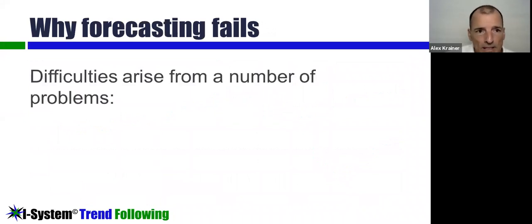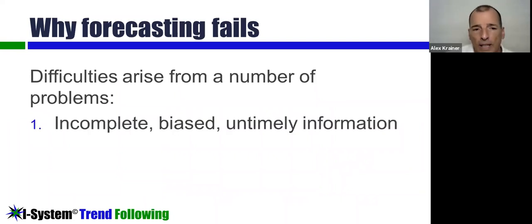The reasons why forecasting fails are several, but the main difficulties arise from the following problems. First, forecasters always deal with incomplete, biased, and untimely information. Sometimes it's flat out wrong, and how do you call it? Well, I guess I have to say fraudulent. I can't think of a better word, but sometimes the information is deliberately massaged and biased.